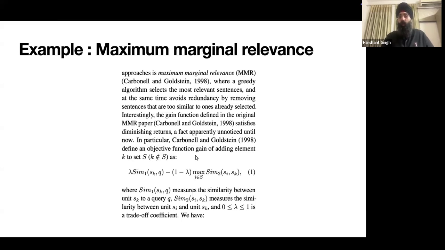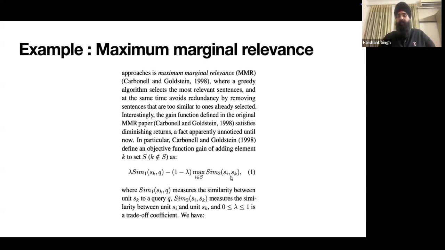And the objective function gain. So this is not the objective function. This is the sort of step that you take. Let's say in gradient descent, you take a step. So the increment in that step is some sort of lambda times similarity of Sk and Q, with a linear combination of some sort of similarity of Si to Sk.